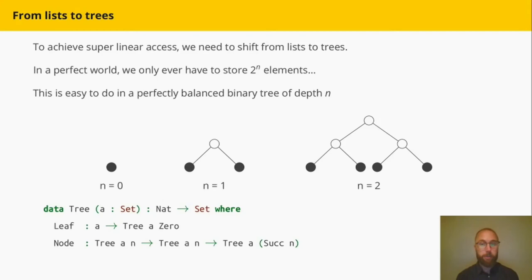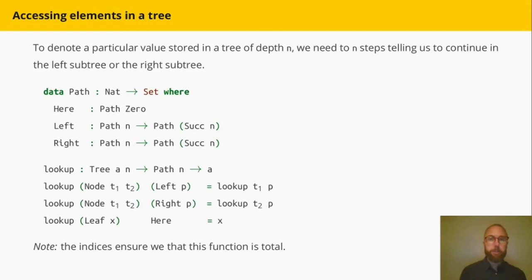Now, if I want to denote any particular value in such a tree, I typically use a path through that tree. The data type Path here is just isomorphic to a vector of Booleans, but it's nice to have this separate data type. And the idea is that this path tells me for every node whether I should go left or right. And then I can define a lookup operation, which just follows that path through the tree, going to the left subtree if the path starts with the left constructor and the right subtree if it starts with the right constructor. At the end of the path, I know that I'll have hit a leaf and I can return the value stored there. And the important thing to notice here is that the type indices ensure that the depth of the tree and the length of the path coincide, so I can always return a value of type A.